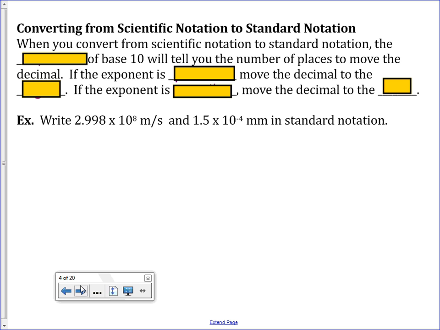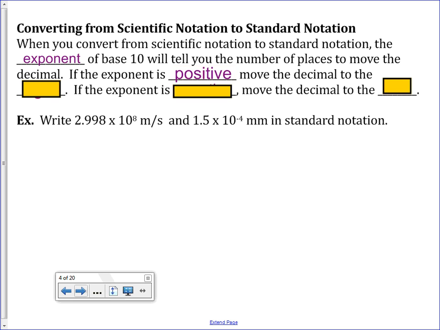Now, sometimes you'll be asked to convert from scientific notation back into standard notation. The number with all those zeros at the end, or all those zeros at the beginning. So when you convert from scientific notation to standard notation, the exponent of base 10 will tell you the number of places to move the decimal.